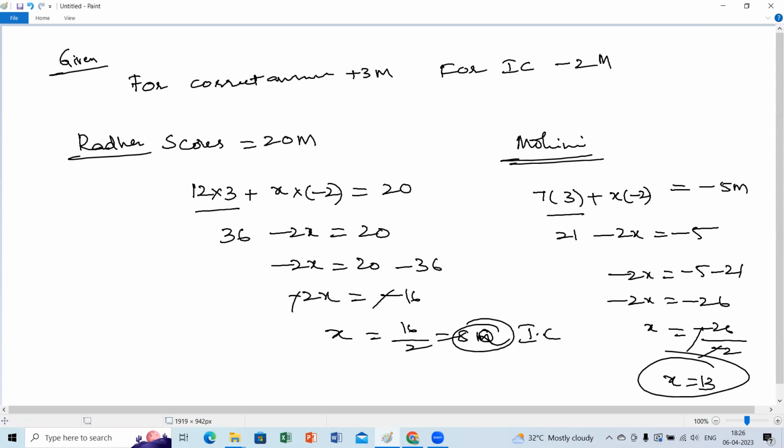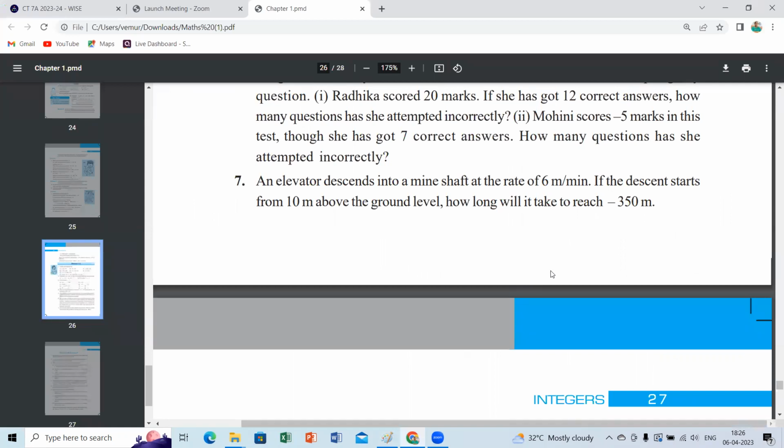Last question for Anubhav. Anubhav, please. Elevator question, please. Yes, ma'am. An elevator descends into a mine shaft at the rate of 6 meters per minute. If the descent starts from 10 meters above the ground level, how long will it take to reach minus 350 meters?